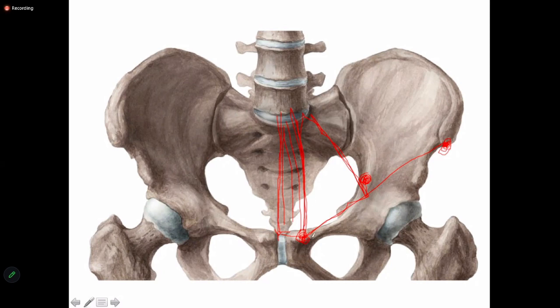And on the other hand, if you take the mid symphysis pubis and the anterior superior iliac spine, and then draw a line, and take the midpoint, that is the mid-inguinal point.